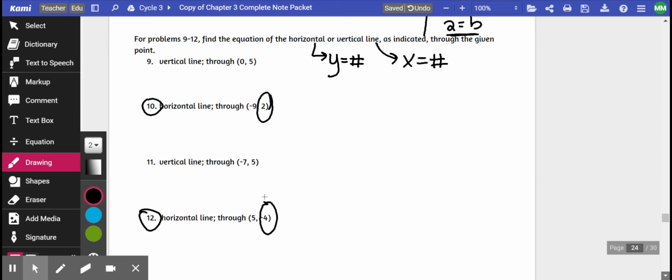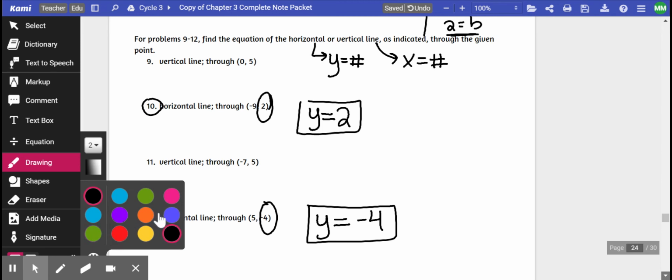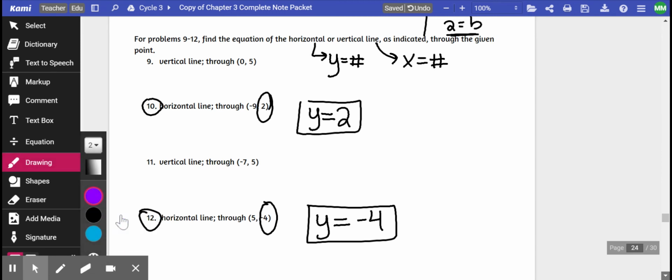So for number 10, just going to state y equals and look at the number you circled, 2. And that's it. So for number 12, you're going to write y equals -4. For number 9 and for number 11, you're going to do the same thing, except now you're looking at a vertical line, so you're going to use your x values. So for number 9, it would be x equals 0. And for number 11, it would be x equals -7.